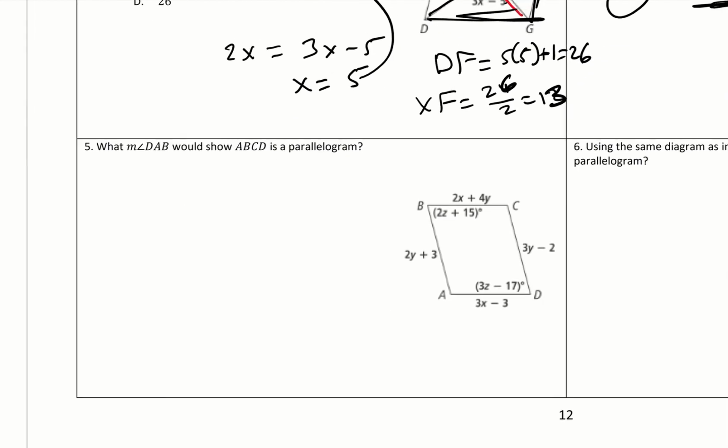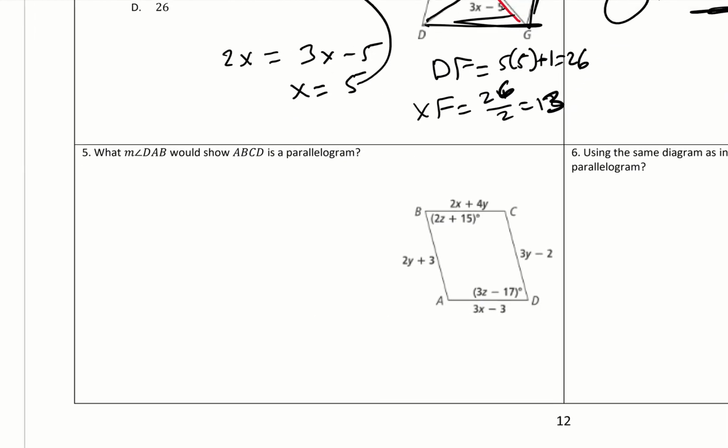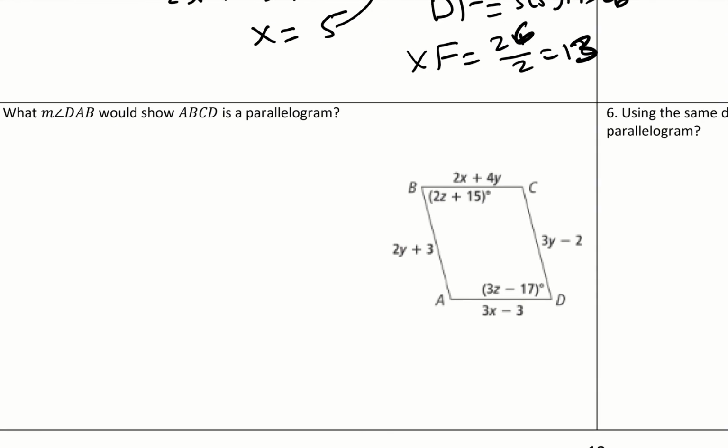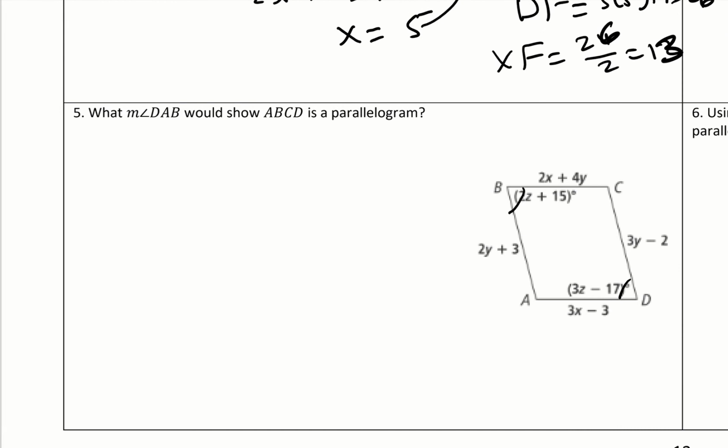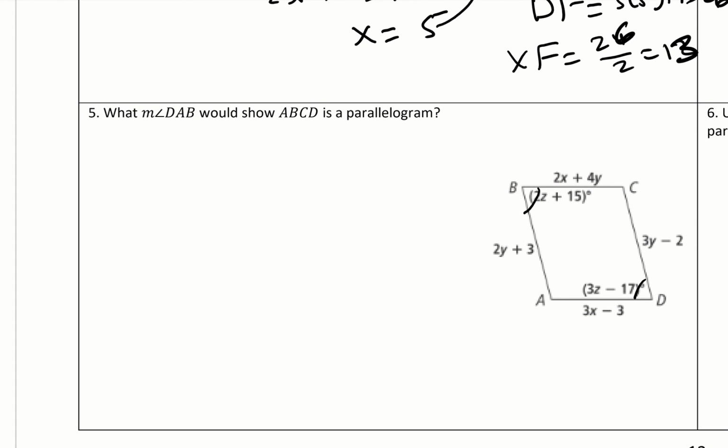All right, so for number 5, what angle would show that it's a parallelogram? Well, if it's a parallelogram, that means that these two opposite angles have to be congruent. So we're going to set them equal to each other and solve. That's it. Opposite angles are congruent in a parallelogram, and adjacent angles add up to 180.